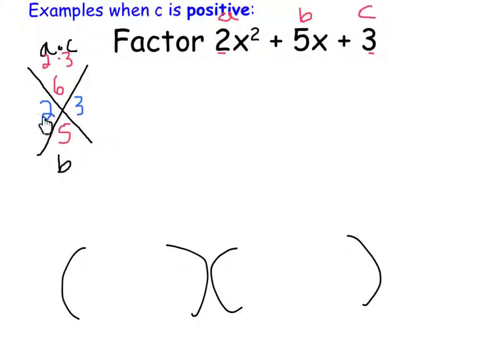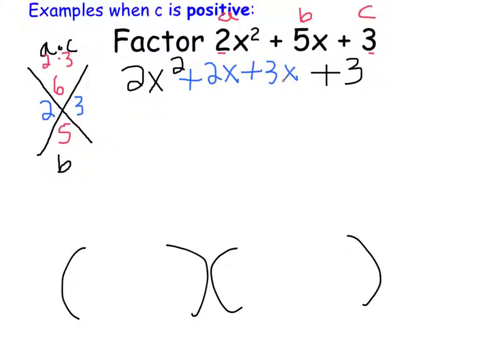Let's check it. 2 times 3 is 6. 2 plus 3 is 5. Remember what I do. I write down the 2x squared, and I write down the 3, and what I'm going to do is break this 5x into 2x plus 3x, and it looks like this. 2x plus 3x will equal my 5x. So all I did was break the 5x apart.